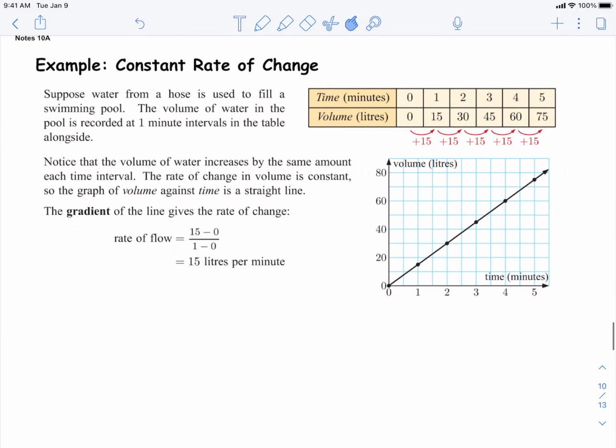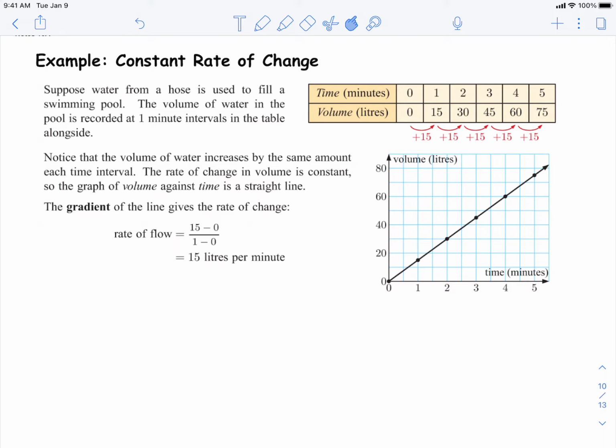Now let's take care of an example as an application problem. Suppose water from a hose is used to fill a swimming pool. The volume in the water of the pool is recorded at 1-minute intervals in the table along the side. So your x coordinate is time in minutes. So here would be our x-axis. And then your y-coordinate would be your volume, your y-axis in liters.